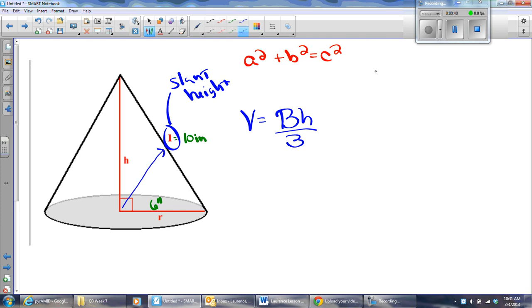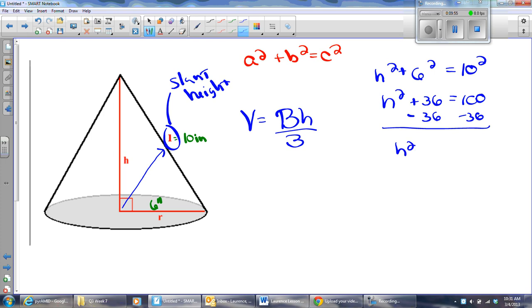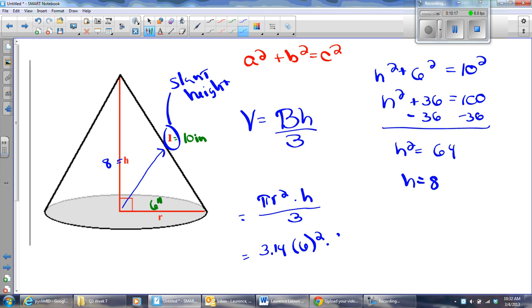So we're going to set up the Pythagorean theorem to find h. And so I'm going to go h squared plus 6 squared equals 10 squared. H squared plus 36 will equal 100. Subtracting 36 from each side, I'll get h squared equals 64. Take the square root of each side and I'll get 8. So h is 8. So now I'm going to do pi r squared times h, and then I'm going to divide that answer by 3. All right, so pi is approximately 3.14. The radius is 6, squared. H is 8. We found it from the Pythagorean theorem, and then we're going to divide by 3.